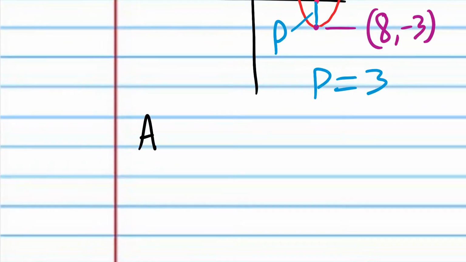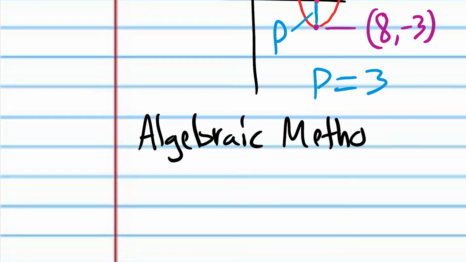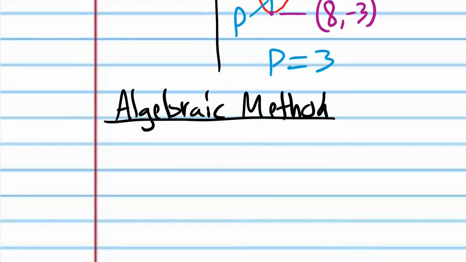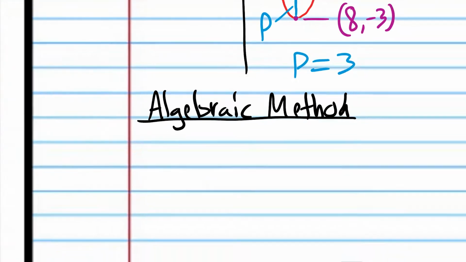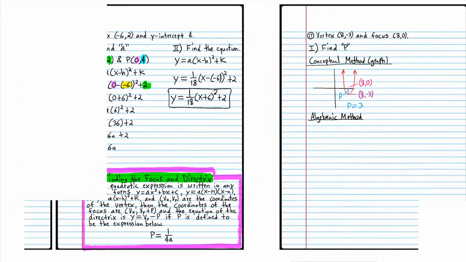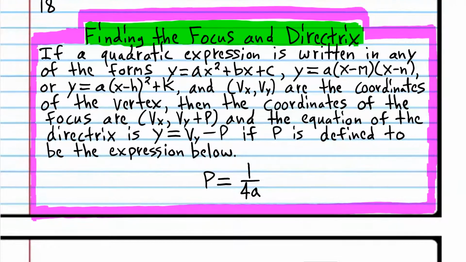So now let's do the algebraic method, and again, if you don't like the algebraic method, or if you don't like the graphing method, you can just skip whichever one you don't want to use. We're going to be using some different information. In the previous problems, we used this information because we were given the equation of the directrix. Now we're given the focus, so we're going to use this information here.